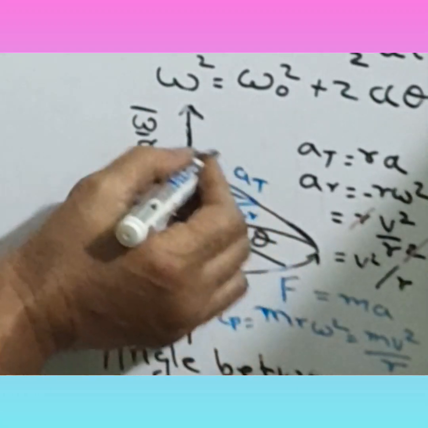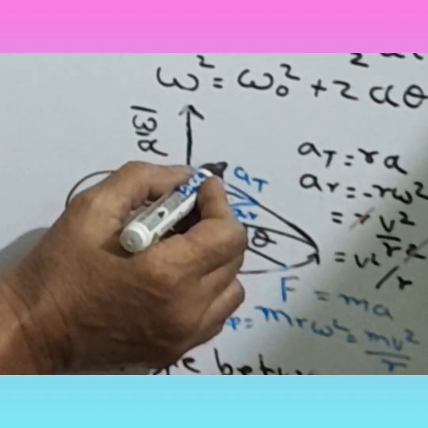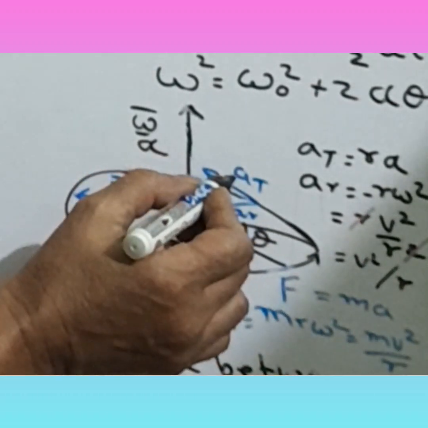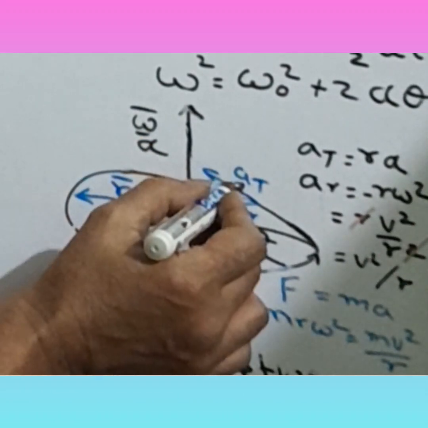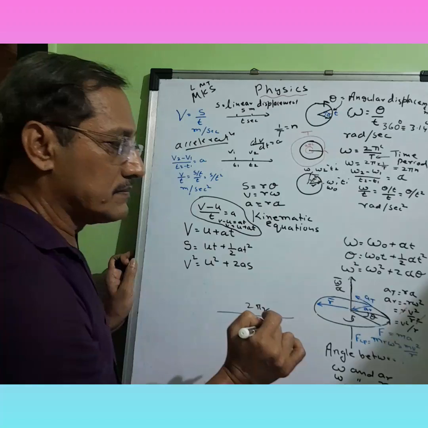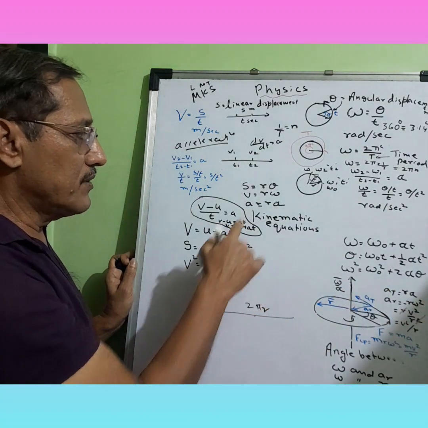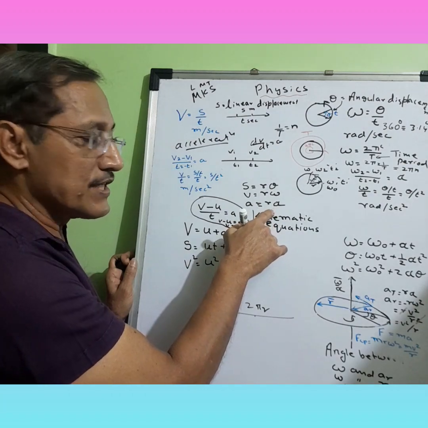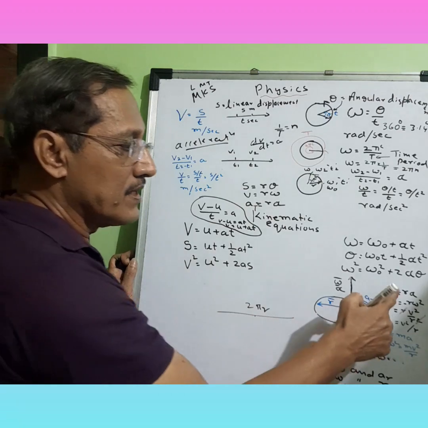So this is linear acceleration. We call it tangential acceleration. The formula for tangential acceleration is r alpha. Now see, here you had seen the conversion factor, right? So we can call this tangential acceleration, which is r alpha.